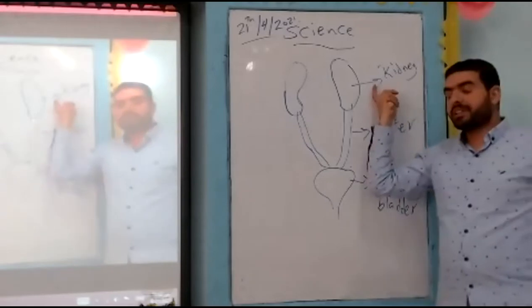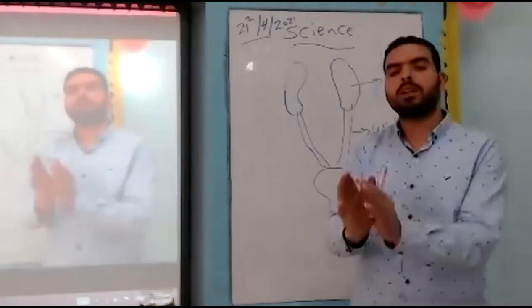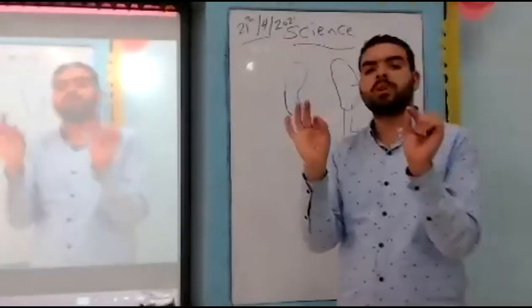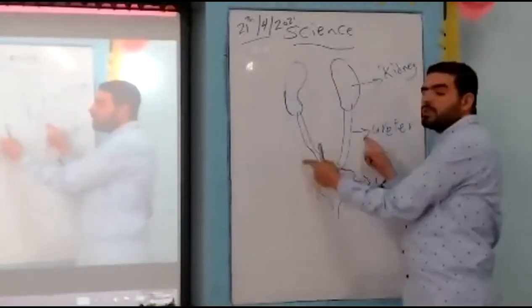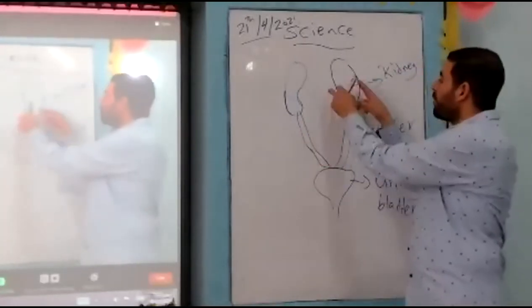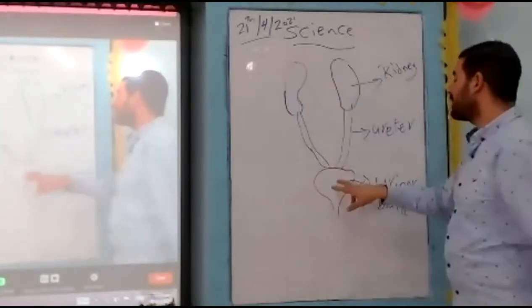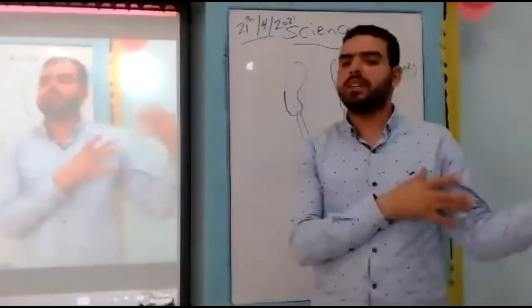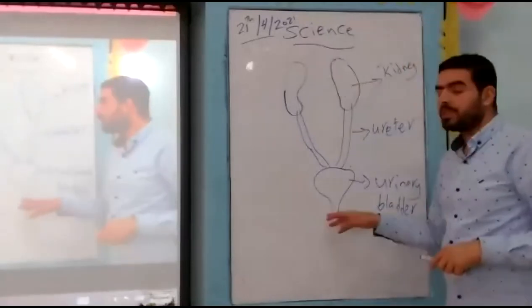Let's talk about our diagram. The two kidneys are responsible for filtering the blood from body wastes, so they are the most important two organs of the urinary system. While the two ureters are two large tubes responsible for carrying the urine from the two kidneys to the urinary bladder, to be stored temporarily until it is expelled outside the body through the urethra.